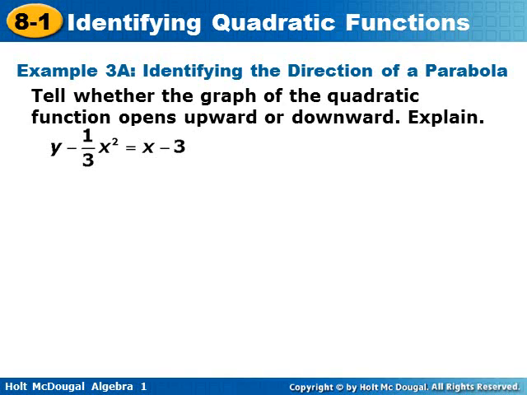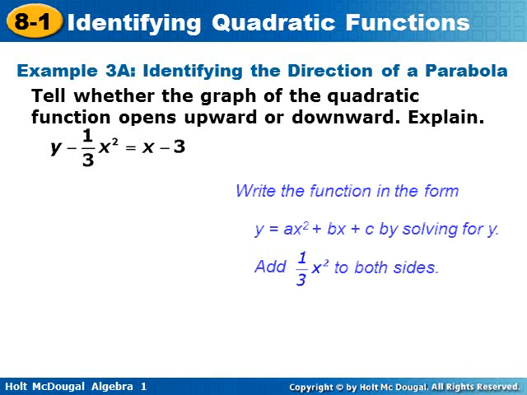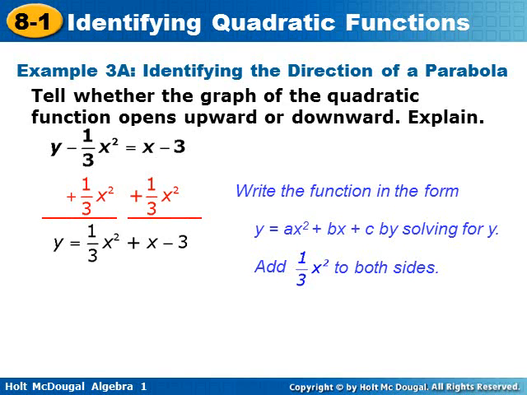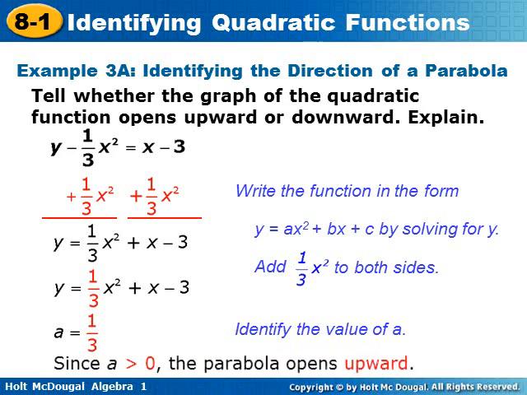Tell whether the graph of the quadratic function opens upward or downward. Explain. y minus 1/3 x squared equals x minus 3. First, you need to write the function in the form y equals ax squared plus bx plus c so that you can tell what your a value will be, positive or negative. You're going to solve for y by adding 1/3 x squared to both sides. That will give you y equals 1/3 x squared plus x minus 3. 1/3 is the value of a, and since a is greater than 0 or a positive number, the parabola will smile or open upward.